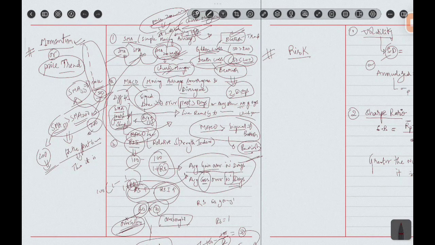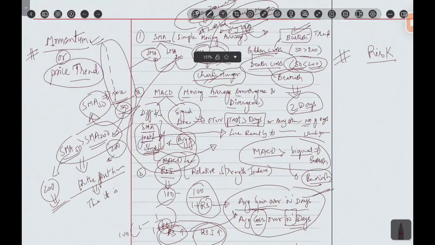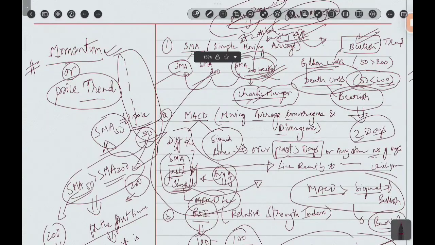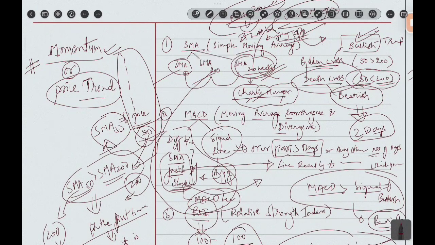I'm starting a new series of technical analysis of the stock. This is the first part of the series, and I'm starting with momentum or price trend.